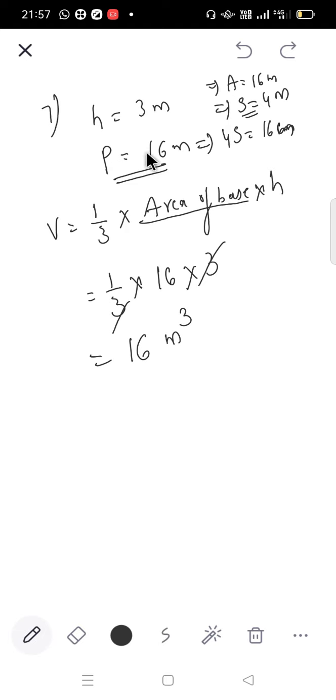They given it is a square pyramid. Whenever they are using square pyramid, rectangle pyramid, that base is in the shape of square or the base is in the shape of rectangle. Okay, children.